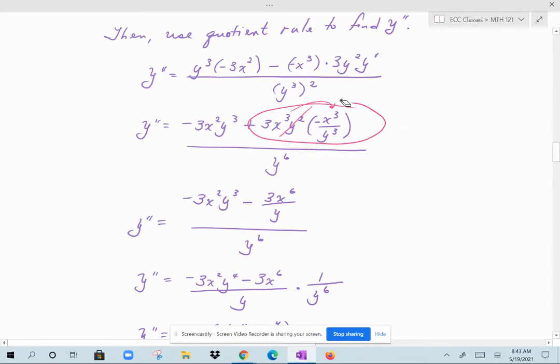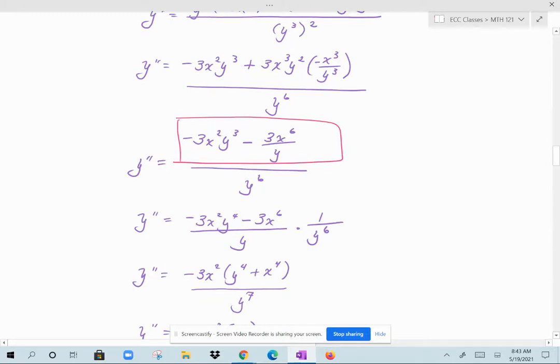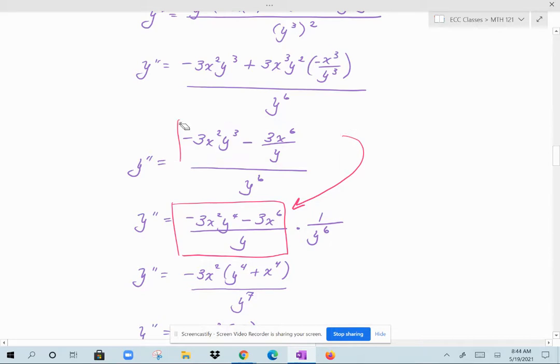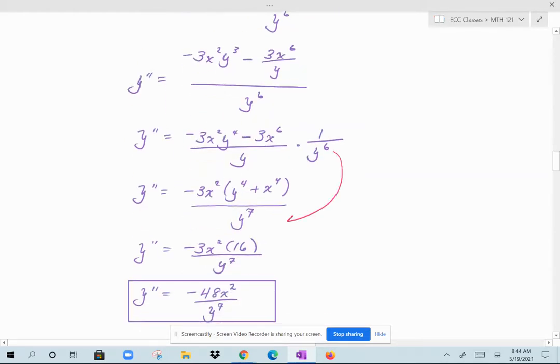And then what I did was I got a common denominator for the numerator. So these two will get a common denominator, which means the first one will get multiplied by y over y. So that top becomes what you see here, negative 3x squared y to the 4th minus 3x to the 6th over y. And divided by y to the 6th is the same as multiplying by the reciprocal of 1 over y to the 6th. Which then means that I can combine the y's in the denominator. So these y's, y times y to the 6th becomes y to the 7th.